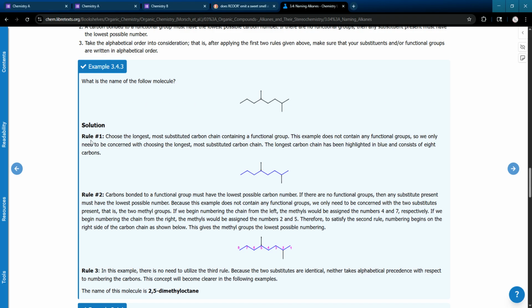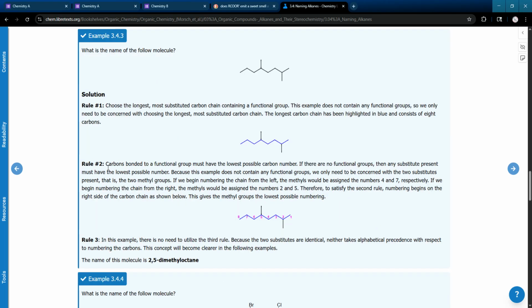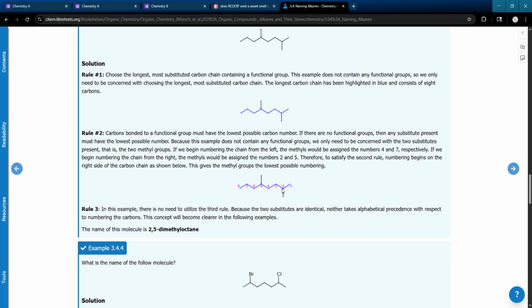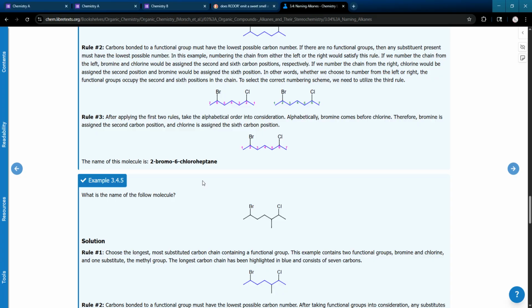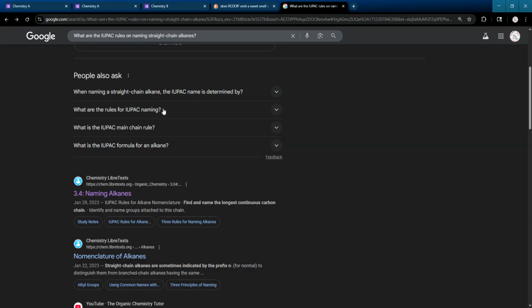These are the rules, rule 1, rule 2. So choose the longest, most substituted carbon chain. Carbons bonded to a functional group must have the lowest possible carbon number. So 1, 2, 3. So 1, 2, 3, 4, 5, 6, 7, 8. That's how you count. Nice. Let's go to the next one.